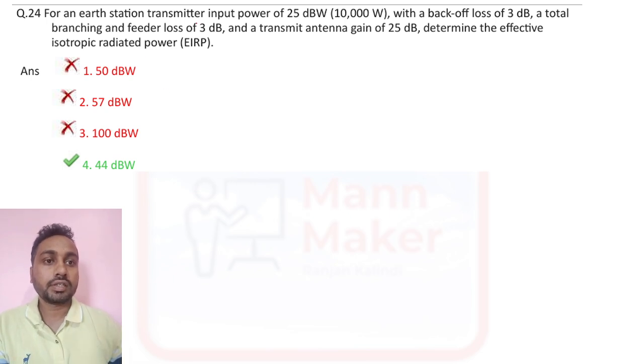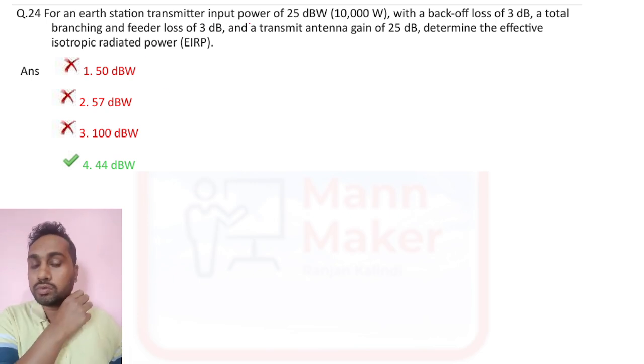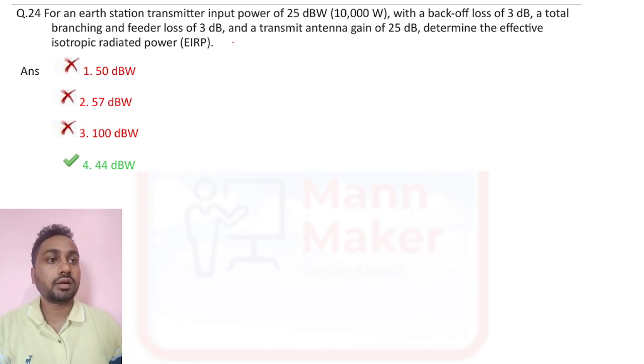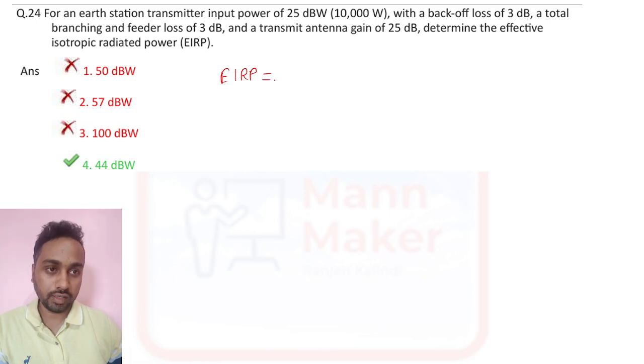For an earth station transmitter, the input power is 25 dBW with a back-off loss of 3 dB, a total branching and feeder loss of 3 dB, and a transmitting antenna gain of 25 dB. Determine the effective isotropic radiated power. That is your EIRP we need to find.